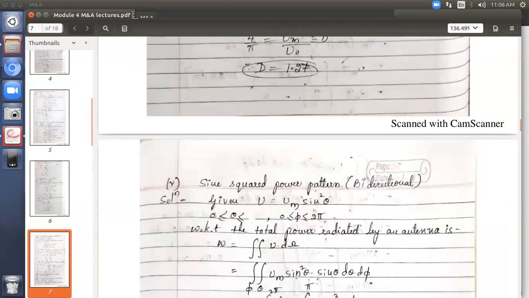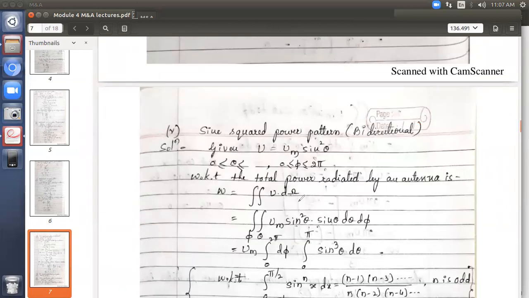Let's take the fifth problem. It is sine squared power pattern. I have solved it for bidirectional. You can solve for unidirectional also. Sine squared. So squared means what? U equals to Um sine square theta. Earlier we have seen cos theta and sine theta. Now it is sine squared. Sine square theta is the power pattern. I have not written here bidirectional, right? So this should be filled with pi. You can try it for unidirectional.